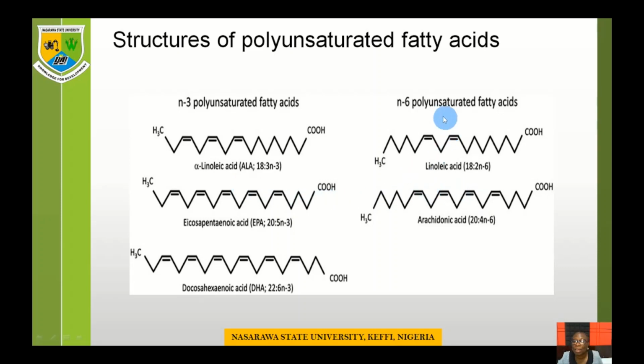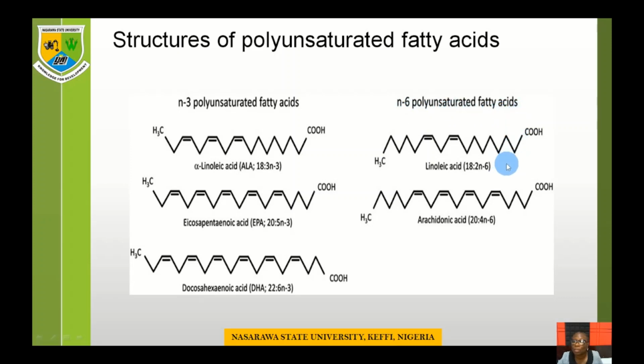Then this is another N6. This is omega-6 polyunsaturated fatty acid. Counting from the methyl end, it will be at position 6. This is 1, 2, 3, 4, 5, 6. Position 6. So that's why they are called omega-6 polyunsaturated fatty acid.